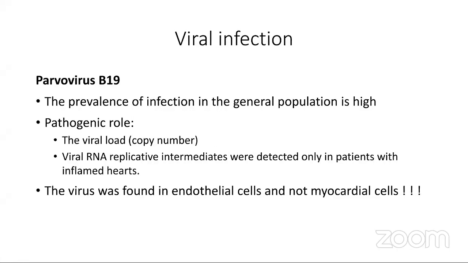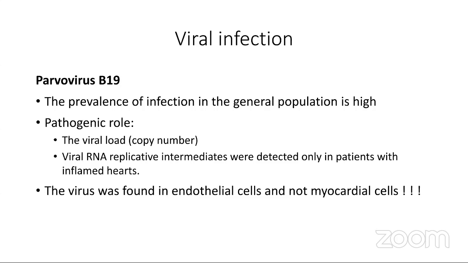The prevalence of parvovirus B19 in the general population is quite high, and let me tell you the figures. In children up to 15 years, the incidence is about 50%. And in older individuals, the presence of immunoglobulin G against parvovirus B19 is detected in up to 80% of this population. This raises the question about the pathogenic role of the virus, whether the mere presence of the virus is hazardous or not. Then we come to an important issue.